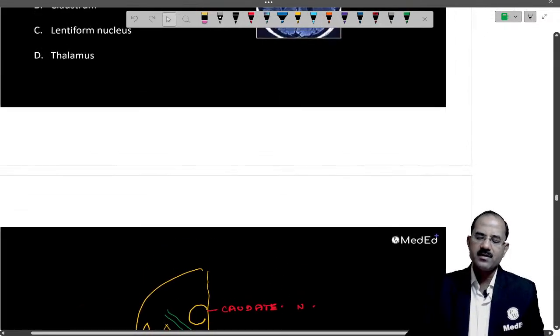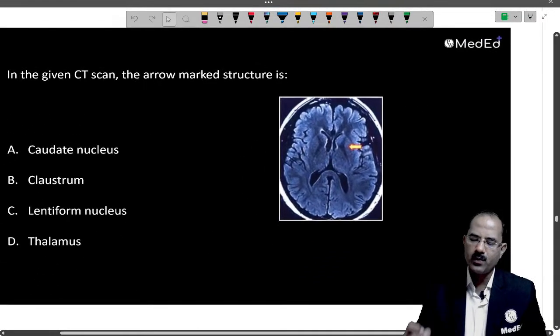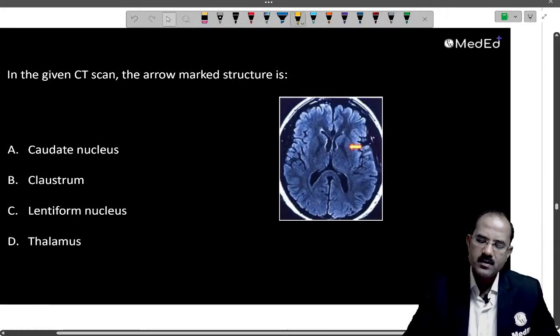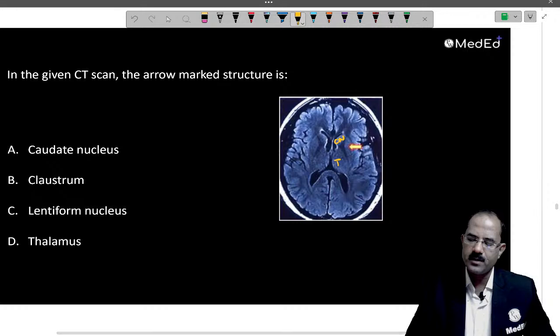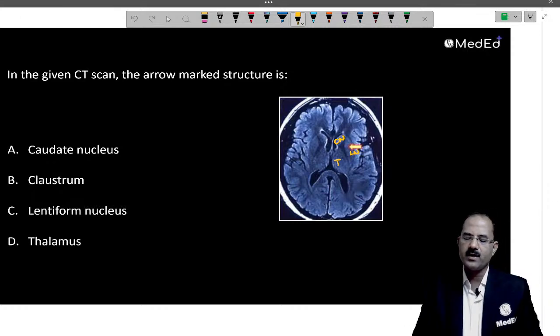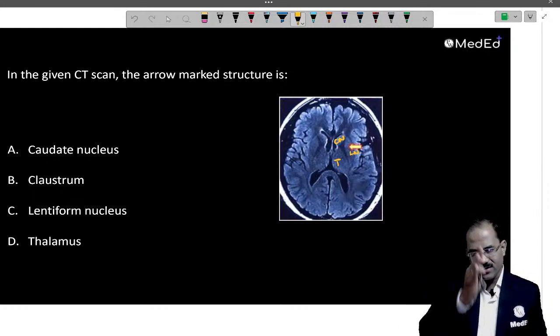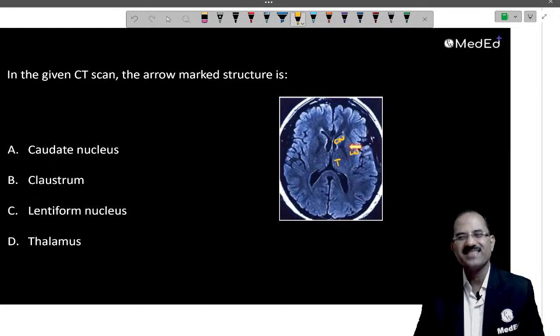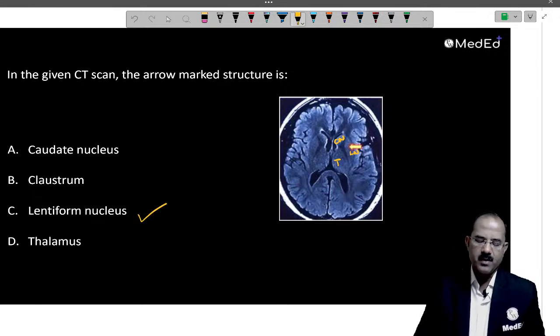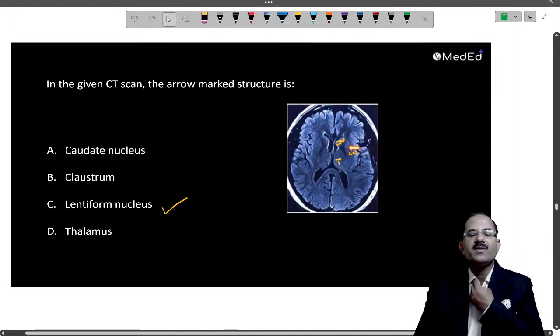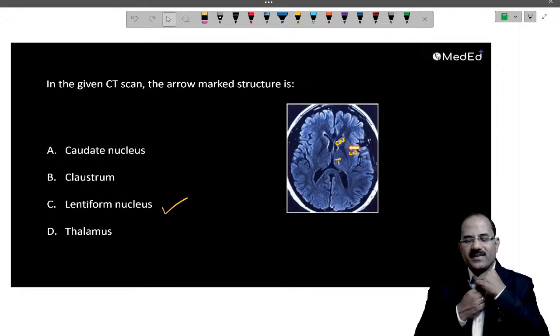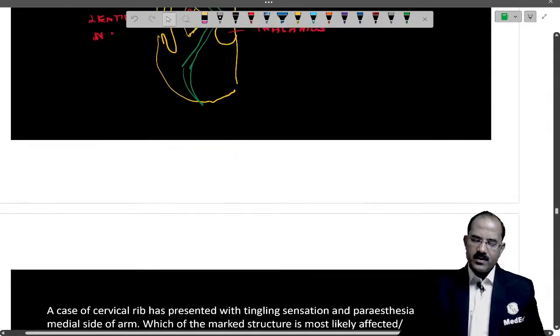The same thing in the slide here. Can you identify this? What is this structure, students? That's the caudate nucleus. This is the thalamus. And what is this? Lentiform nucleus. And you can see that black structure in between, that's the internal capsule. So what is marked here is the lentiform nucleus. Clear, students? Are you able to follow? Let us go to the next slide.